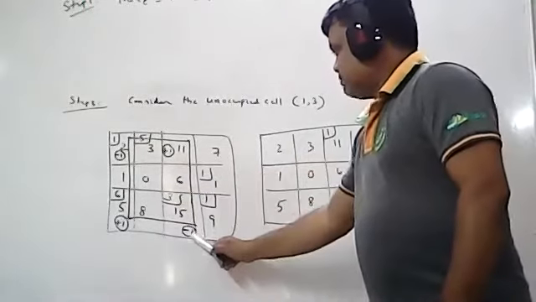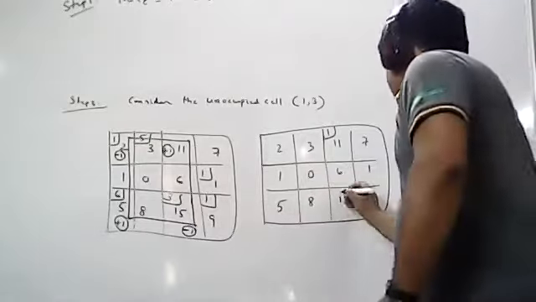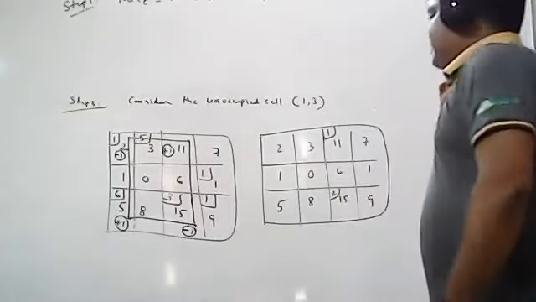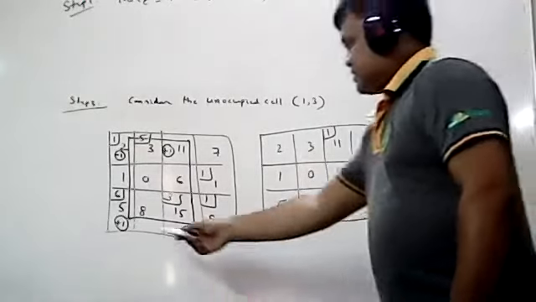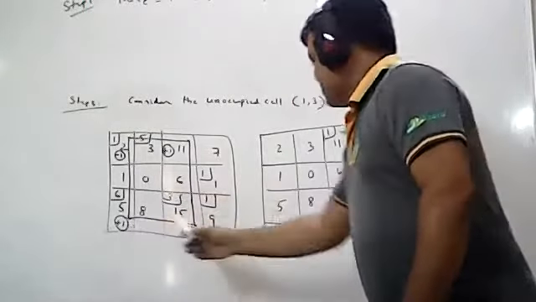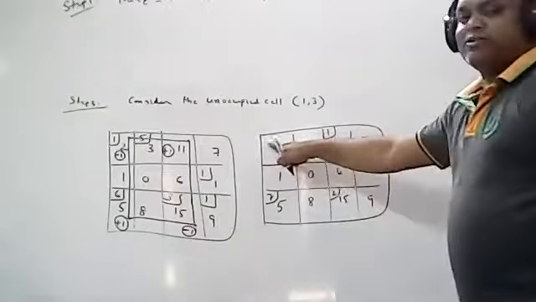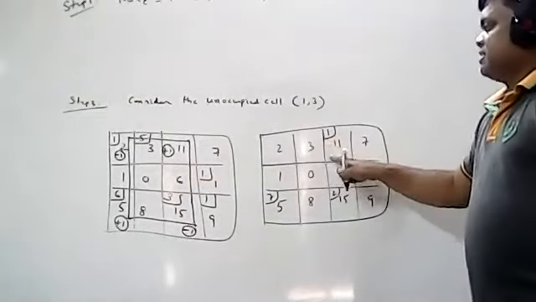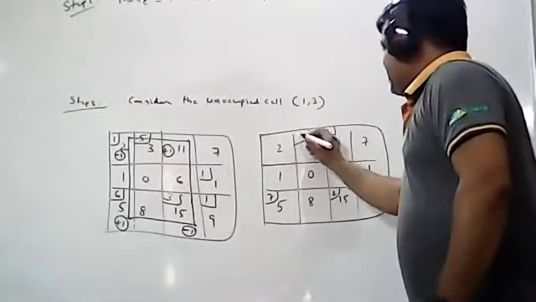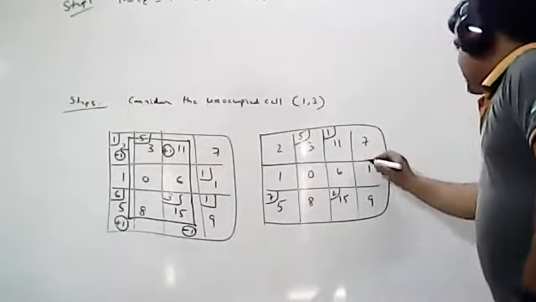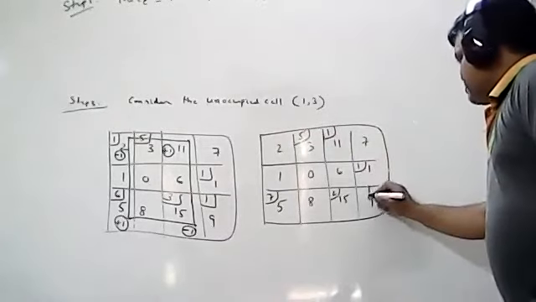Next loop cell, -1. -1 means 3 - 1, which is 2. Next, this is +1. +1 means 6 + 1, 7. This is 0. 0 means no value. This is an unoccupied cell. Now this is an occupied cell. The remaining cells are these two: this value 5, and this value is 1, and this value is also 1.